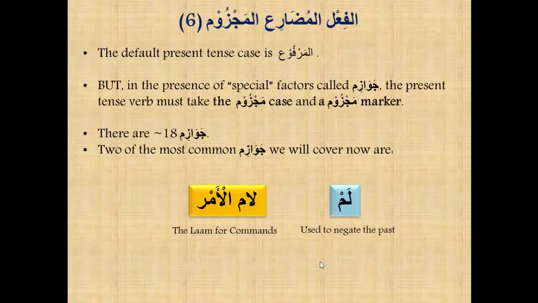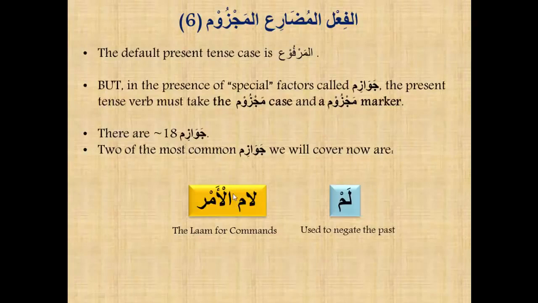Now we'll be talking about the third and final fi'l mudari' case ending, the majzum. In the presence of special factors called jawazim, the present tense verb must take the majzum case, which means it also must take a majzum marker. There are approximately 18 jawazim. Two of the most common jawazim, which we will cover right now, are lam and lam al-amr. Lam is used to negate the past, and lam al-amr is the lam for commands. Notice how we also had lam at-ta'lil, which is a nasib, but lam al-amr is a jazim.